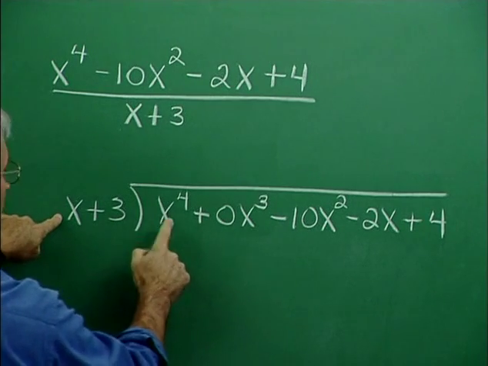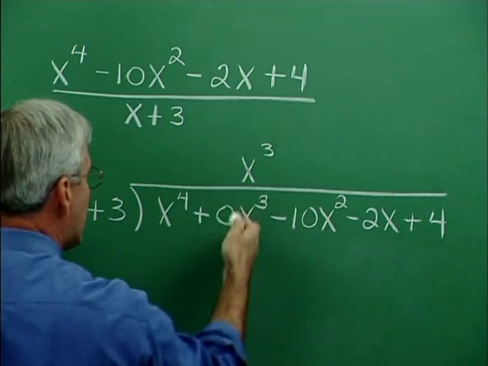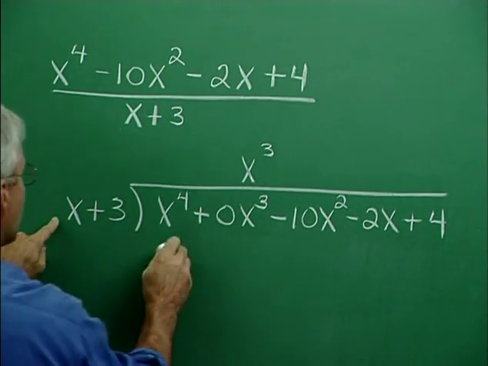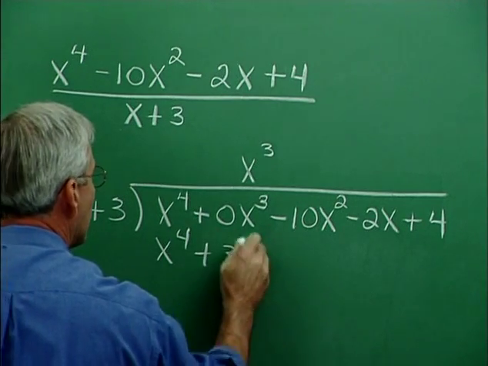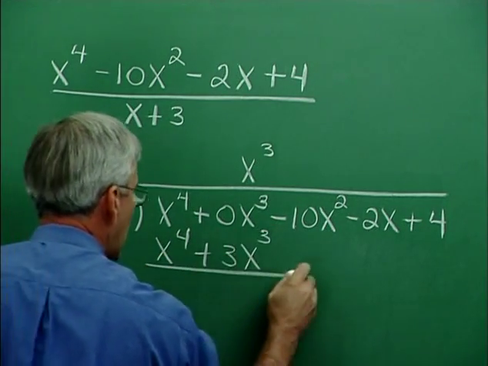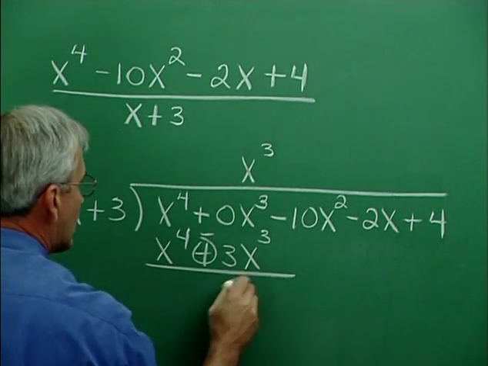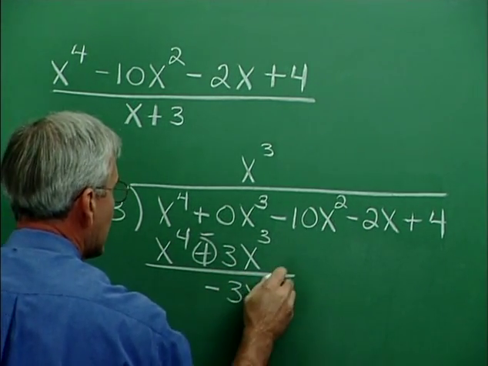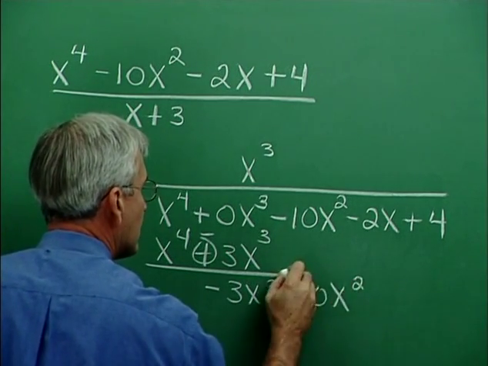X into x to the fourth goes x cubed times. So we write x cubed here under the term of the same degree. X cubed times x is x to the fourth. X cubed times 3 is 3x cubed. Draw the line and subtract. Change the sign and collect. 0x cubed minus 3x cubed is minus 3x cubed. Bring down the next term, and away we go with the division again.